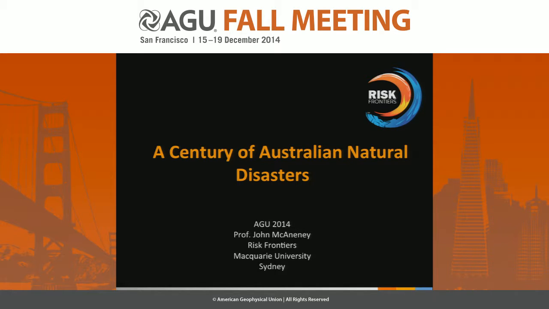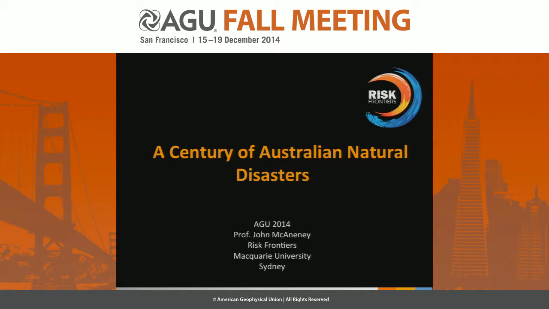So, a century of Australian natural disasters, and I guess what we might do about them. I think a subtext for this talk would be, let's focus on the risks as we understand them now, and less on the marginal changes that climate change may eventually bring.